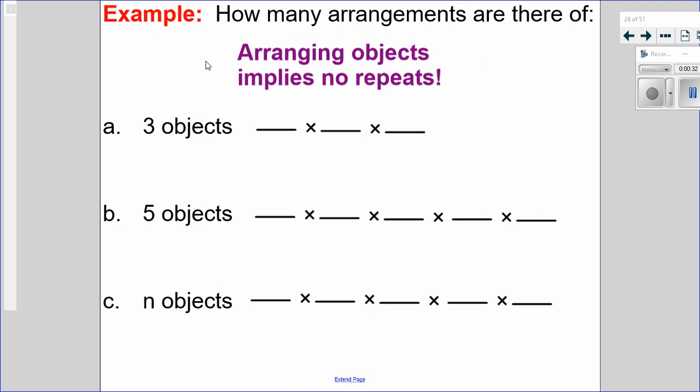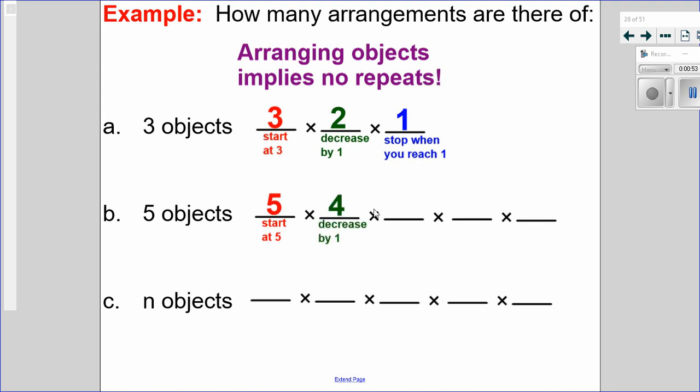Looking at this, if I have 3 objects, there are 3 choices for my first position, and then 2 choices, decreasing by 1, and 1 choice. I stop when I reach 1 because there's no more objects to arrange. Let's look at 5 objects. 5 choices for my first one. I start at 5. Then I decrease by 1, and I get 4, and then 3, and then 2, and then 1, I stop. Let's look at n objects following these patterns.